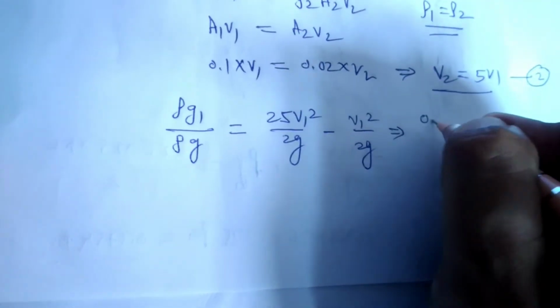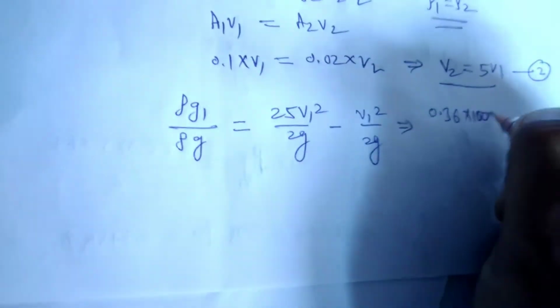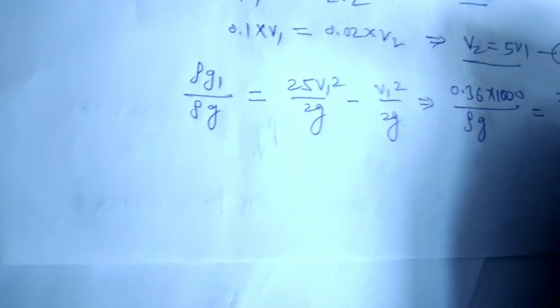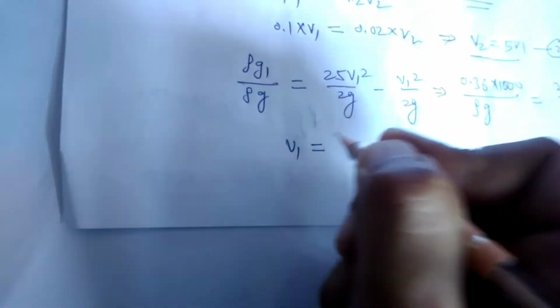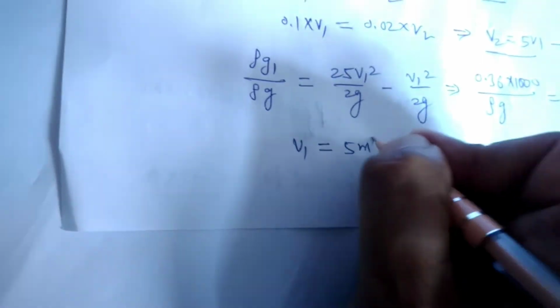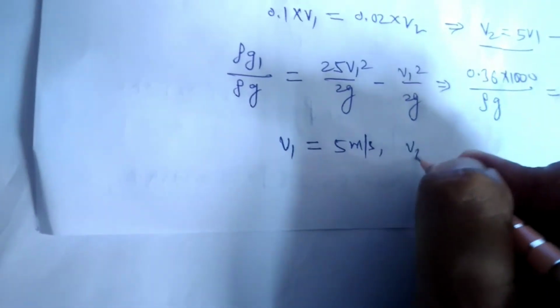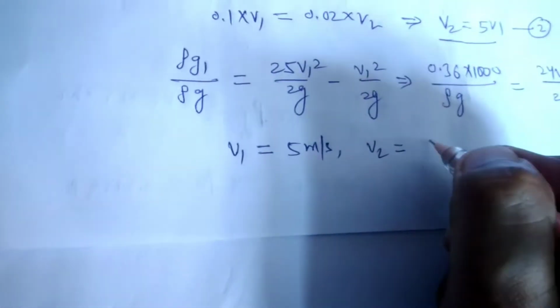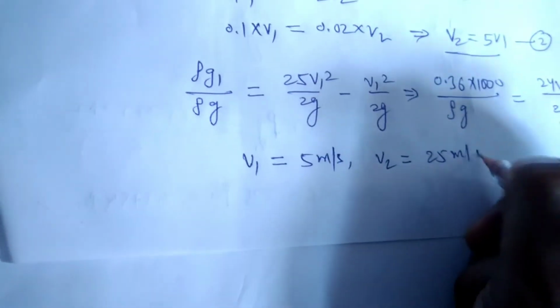Now from equation first, Pg1 upon rho g is equal to (5 V1) square upon 2g minus V1 square upon 2g. So it will be equal to Pg1, which is 0.36 kilopascal converted into Pascal, upon rho g, is equal to 24 V1 square upon 2g. Now we will calculate V1. V1 will be equal to 5 meter per second, and V2 will be equal to 5 V1, which means 25 meter per second.